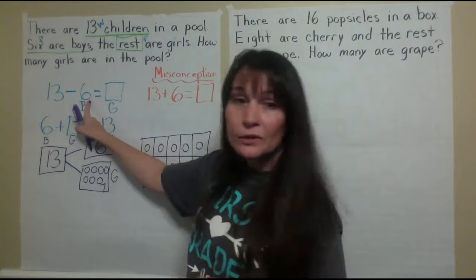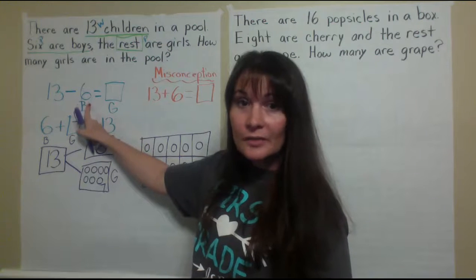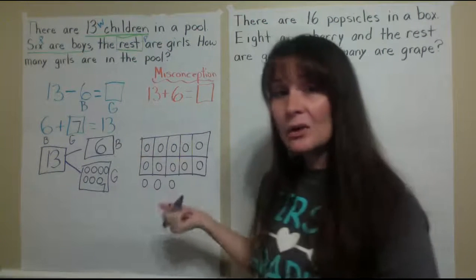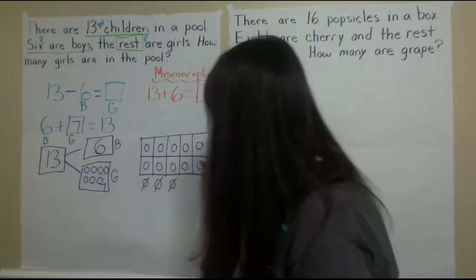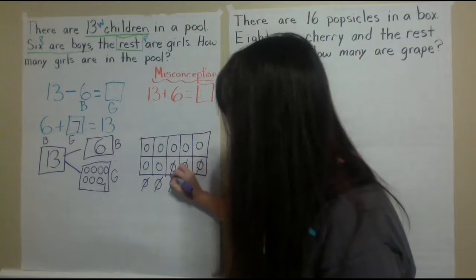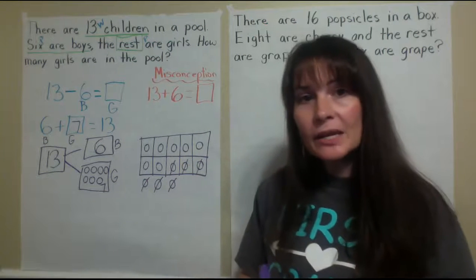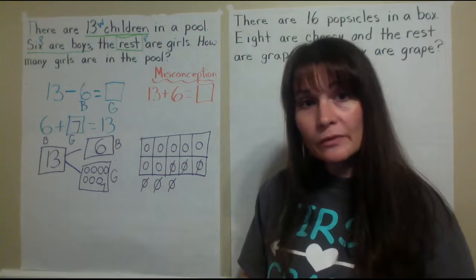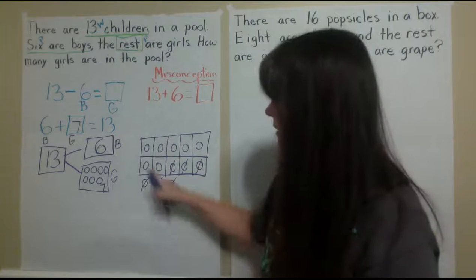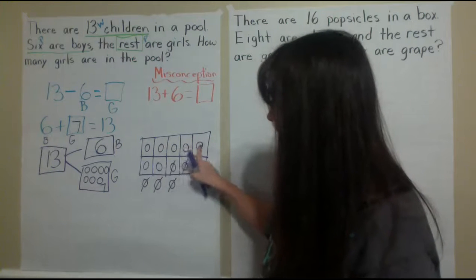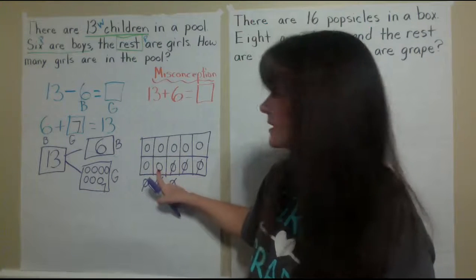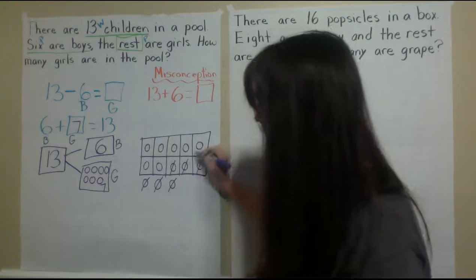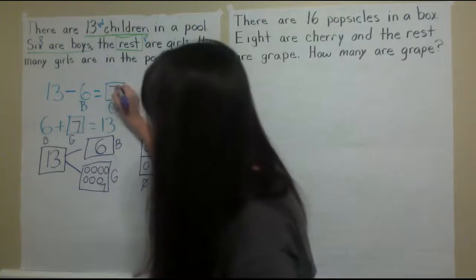How many boys were in the pool? There were 6. So I'm going to take away 6. 1, 2, 3, 4, 5, and 6. So how many were left to be in the pool that were girls? 1, 2, 3, 4, 5, 6, 7. So I know that there were 7 left to be girls.